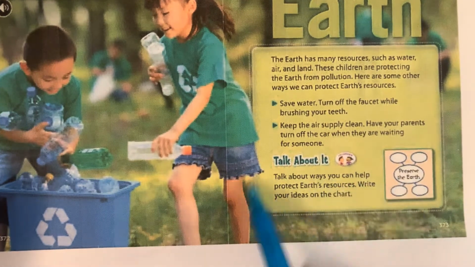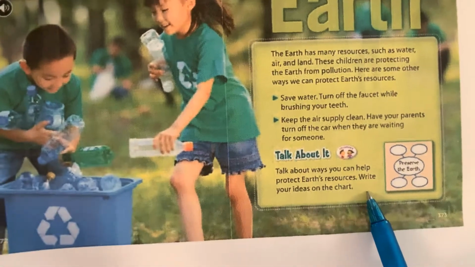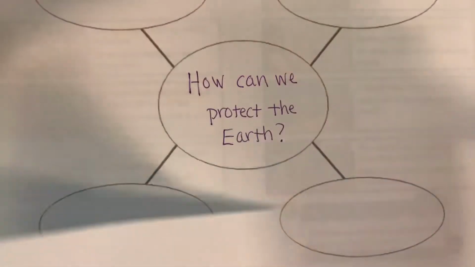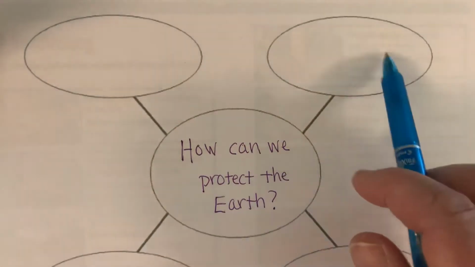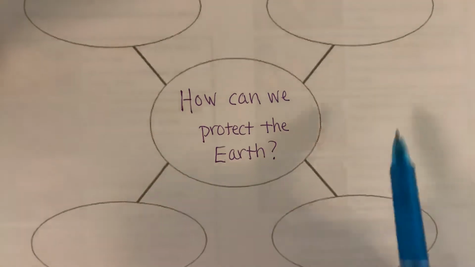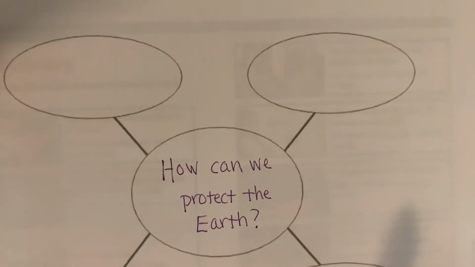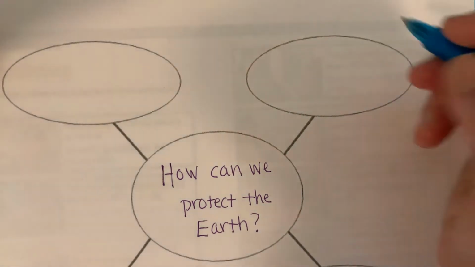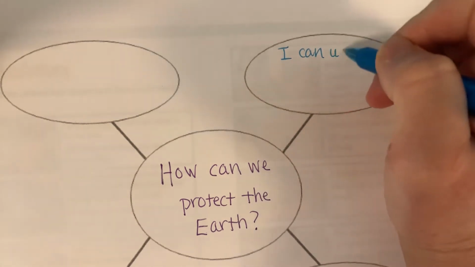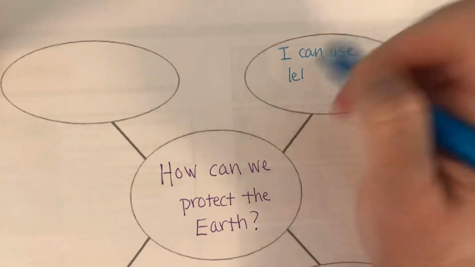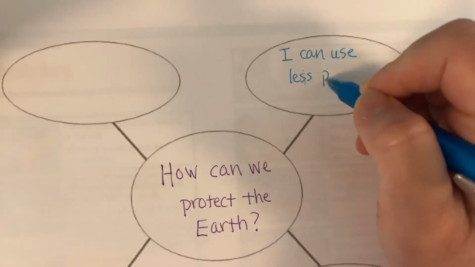And then you can talk about ways that you can help protect the earth's resources with somebody else, or you can just think about it on your own. And then on this page, our graphic organizer, you can answer in these ovals here, how can we protect the earth? So we saw 2 ideas on the previous page, and I'm just going to add one. I'm going to write, I can use less plastic.